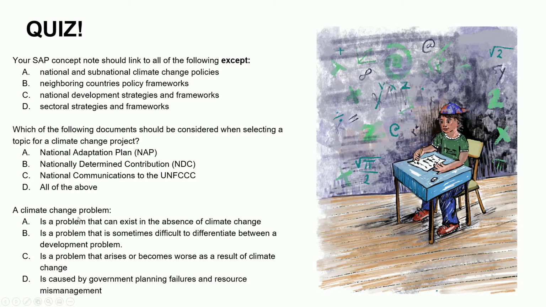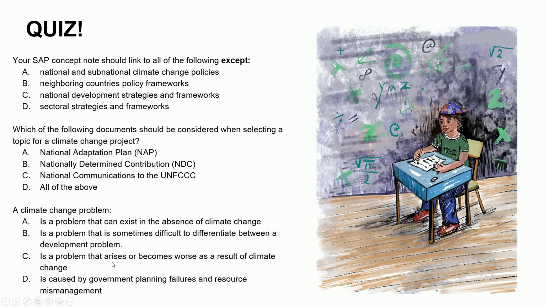A climate change problem, let's choose the best answer here. We're looking for the best answer. A climate change problem is a problem that can exist in the absence of climate change. That doesn't really make sense. It doesn't make sense that a climate change problem exists in the absence of climate change. It's probably not A. And then what? Is a climate change problem B? Is it a problem that is sometimes difficult to differentiate from a development problem? That may be. Let's keep reading.